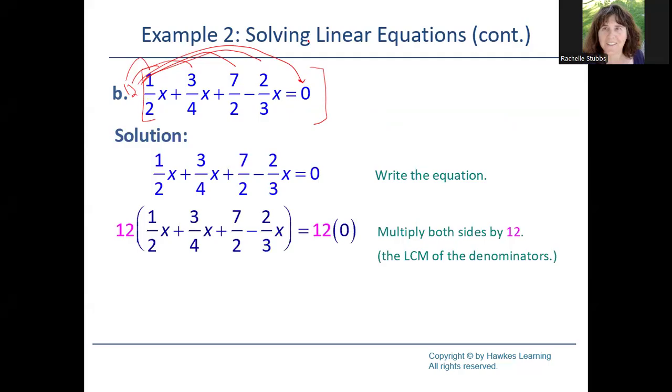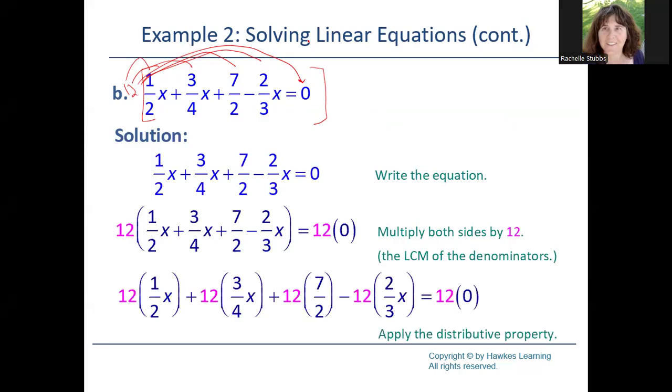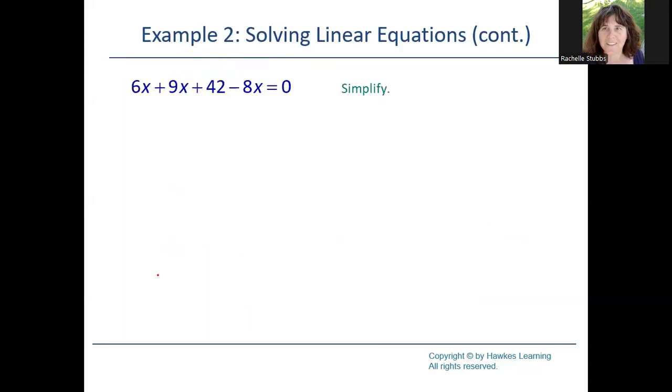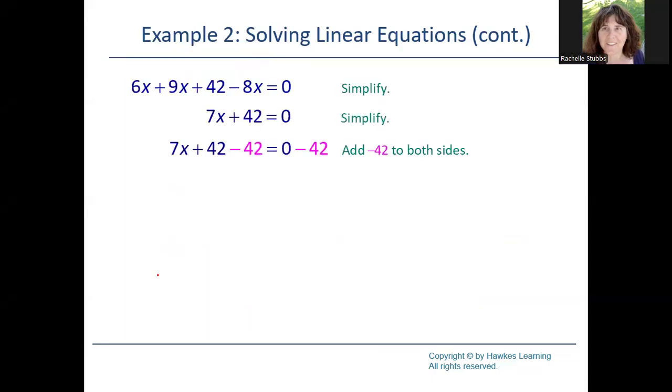I'm multiplying everything by 12. And now you can see how 12 times the 1/2 x plus 12 times the 3/4 x plus 12 times the 7/2 minus 12 times the 2/3 x equals 12 times 0. Now, what's 12 times 1/2? Well, that's just 6x, isn't it? And let's go back.